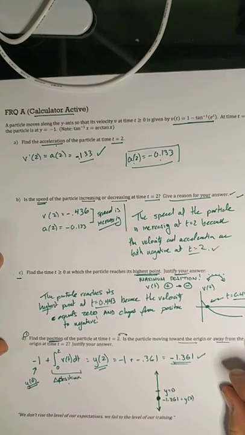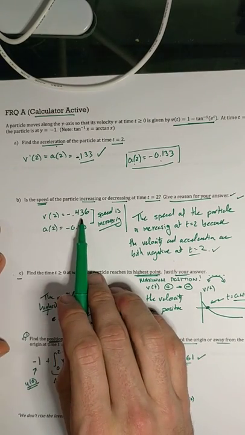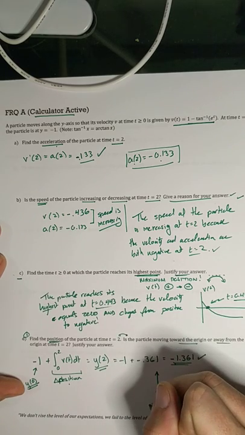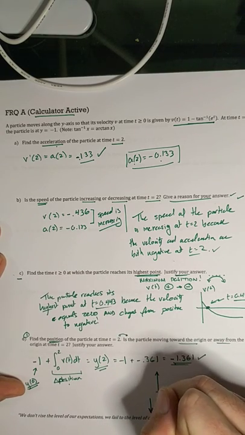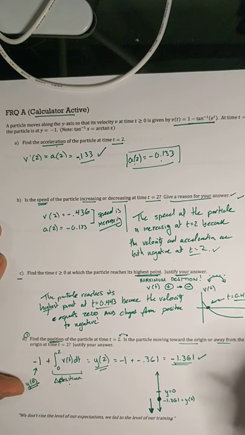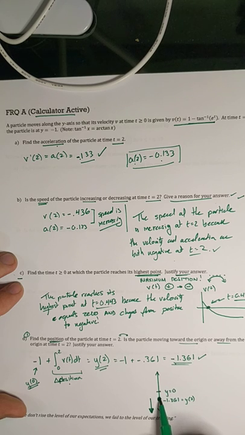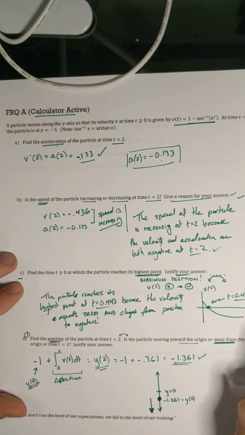And then I know from earlier in the question, my velocity at 2 is negative 0.436. So if I have a negative velocity, I'm going to be moving downward. So now if I put those two things together, am I moving toward the origin? Well, I'm here, and I'm moving this way, so that's away from the origin. So I'm actually moving away from the origin.